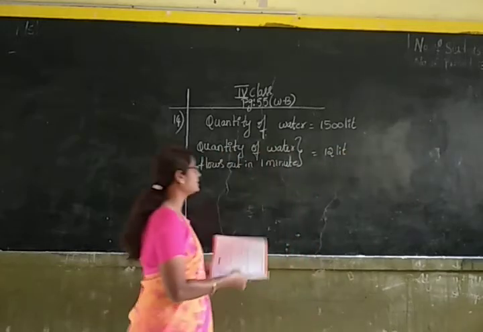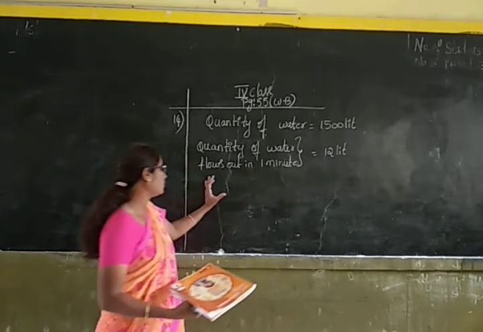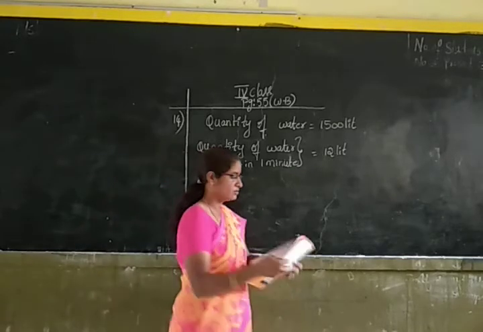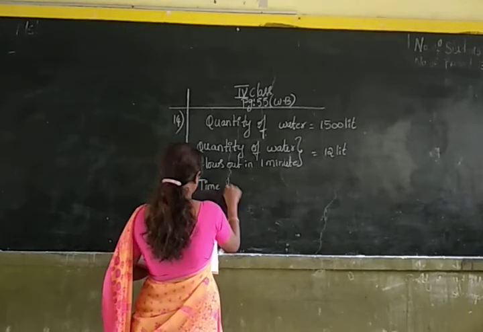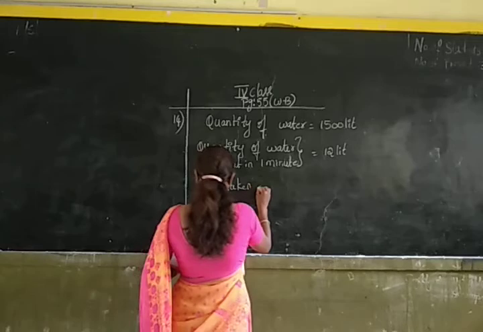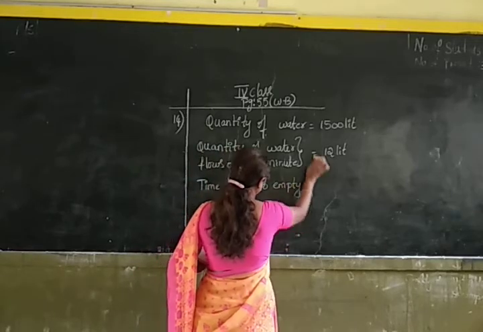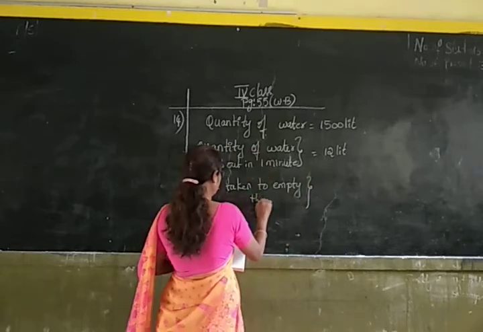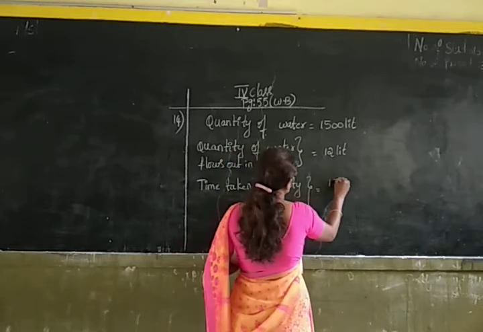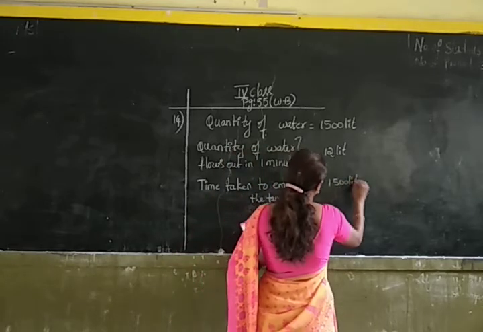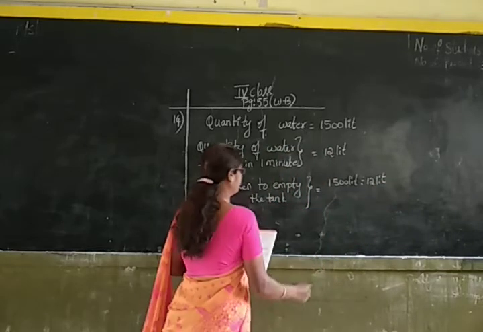Okay children, in the tank there is 1500 liters of water and 12 liters of water is flowing out in 1 minute. Now we have to find out the time taken to empty the tank. Here we have to use the operation division. 1500 liters divided by 12 liters. So let us divide.